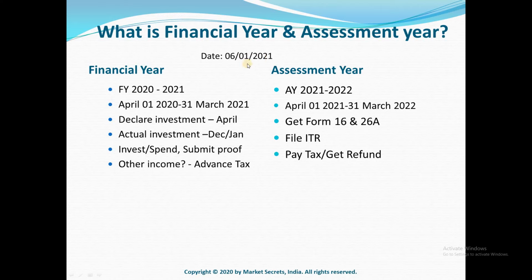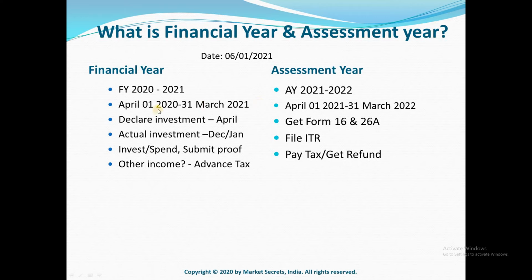For today's date, we are in the financial year 2020-2021. Every financial year starts from April 1 and ends on March 31. So this financial year started on April 1, 2020 and ends on 31 March 2021. This is your current financial year.